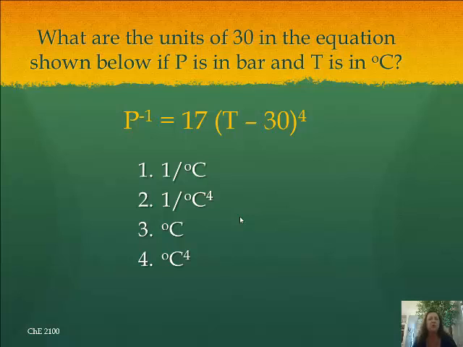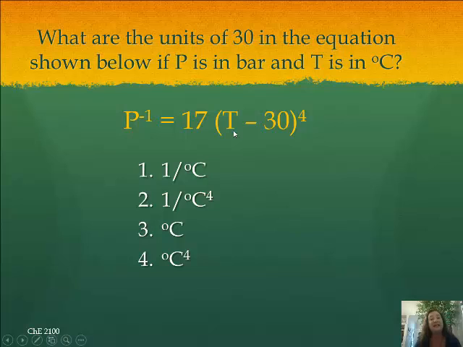So now for some quick practice. You might want to pause this, think about this, but what are the units of the number 30 that we see in this equation? Now, p is in bars, it's p to the minus 1 power, or 1 over p. It's equal to 17 times (t minus 30) to the 4th power. So take a moment, try and come up with the correct answer.